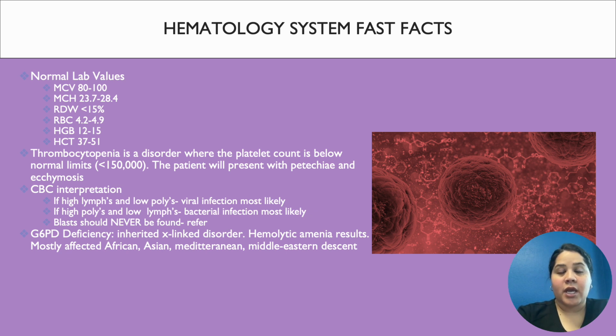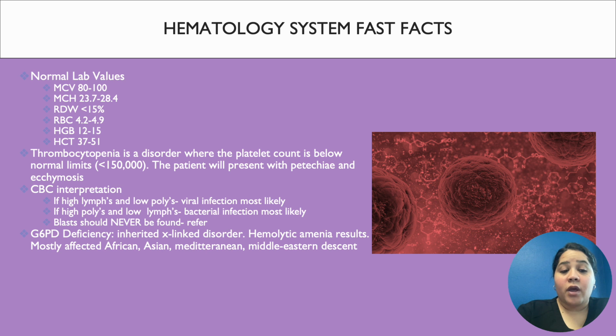what certain characteristics mean. So if you're looking at a CBC and you see that there are high lymphs and low polys, this is most likely a viral infection. If we are seeing on the CBC that there are high polys and low lymphs, then you're perhaps thinking bacterial infection. And the way that I like to think about it is BMP, or the same letters just upside down. So if you think bacteria goes with high polys, then you remember that bacterial infections are related to high polys and therefore low lymphs. Okay, blasts should never be seen.